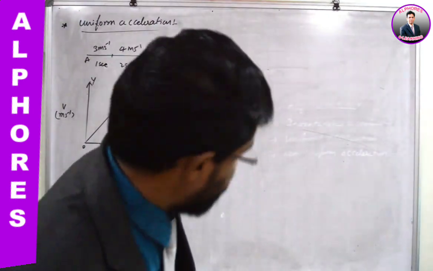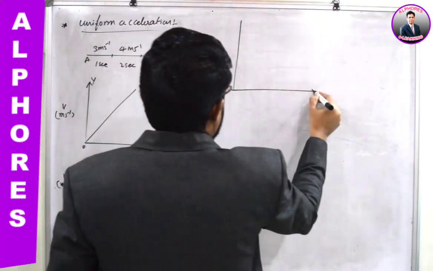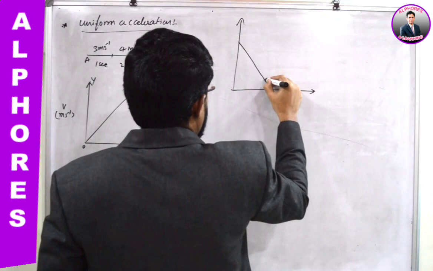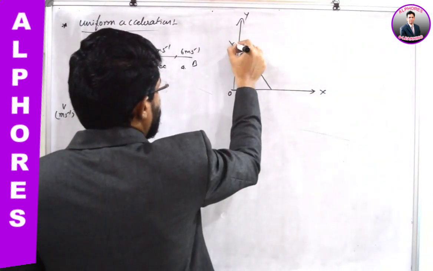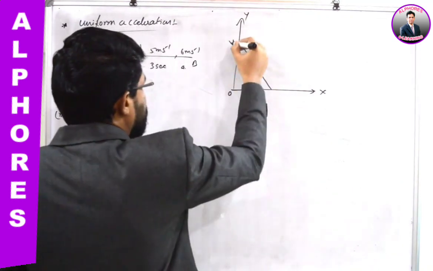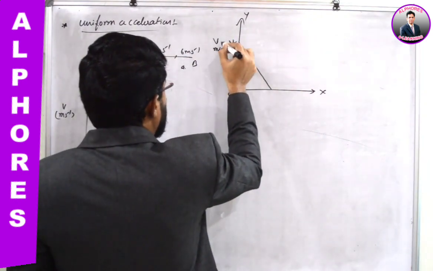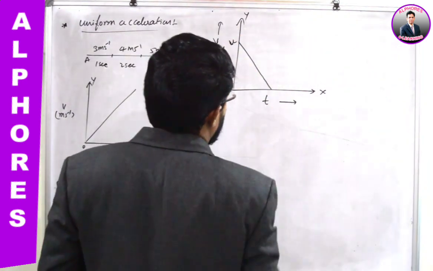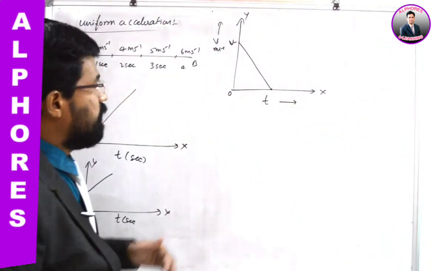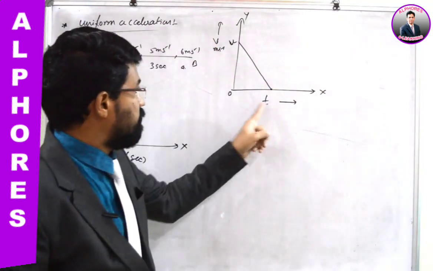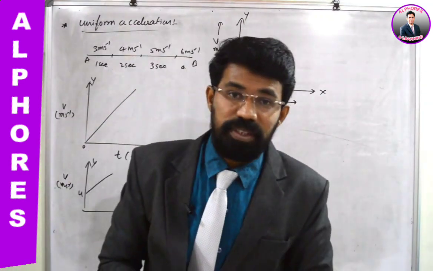You can represent something like this. I'm talking about uniform retardation. This is how it appears. So here in this situation, initially it was having a velocity equal to v, or you can take it as some u, no problem, u. So velocity meter per second is taken on the y-axis, time is taken on the x-axis. So finally what is happening to the velocity after some time? It is becoming 0. So there is a decrease of velocity with the time. As time is increasing, velocity is decreasing. This is how it appears if you are dealing with the uniform retardation motion.